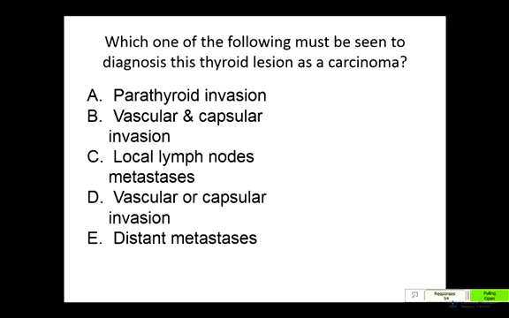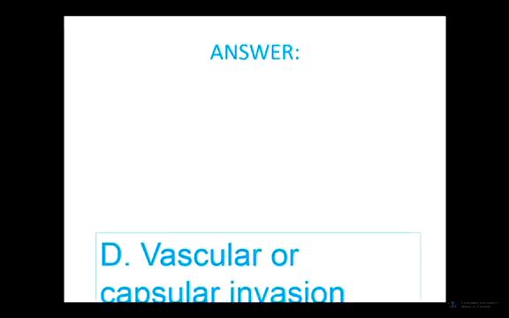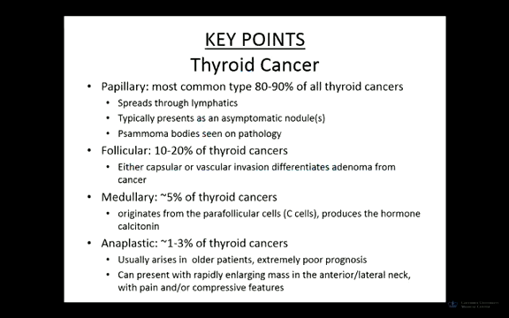All right, so B and D were meant to be a little bit tricky. The answer is actually D. It's or, not and. So you need vascular or capsular invasion.